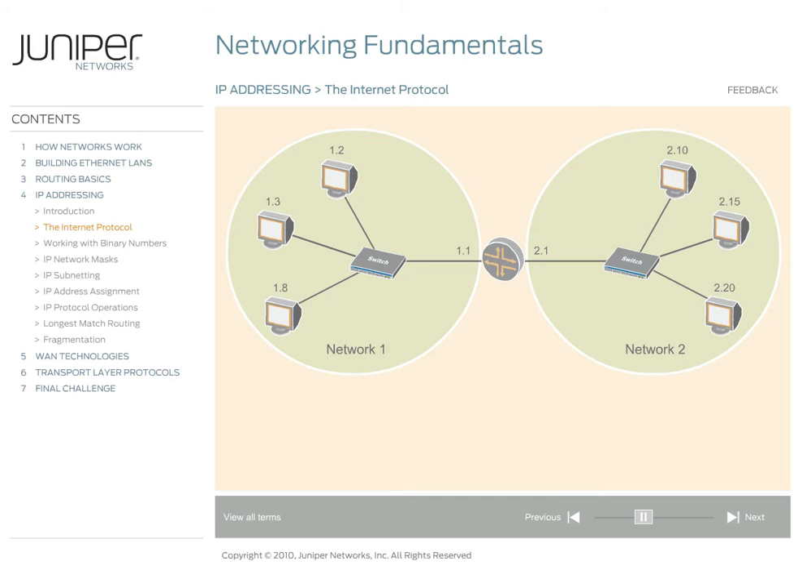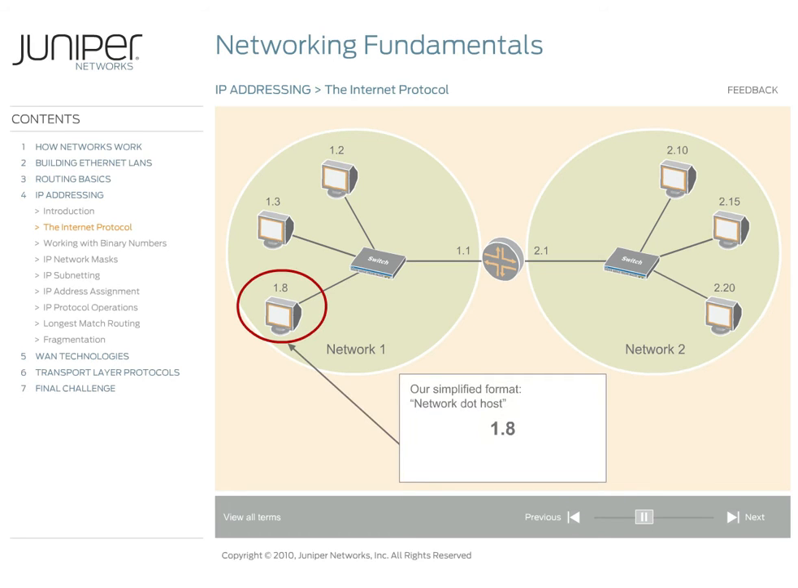Each device in an IP-based network must have a unique IP address. As we've mentioned before, a Layer 3 address has two parts: a network portion, commonly referred to as the network prefix, and a host portion. The network prefix is also known as the network number. In the simplified format we've been using, it's easy to see which part of the address is the network portion and which part is the host portion.